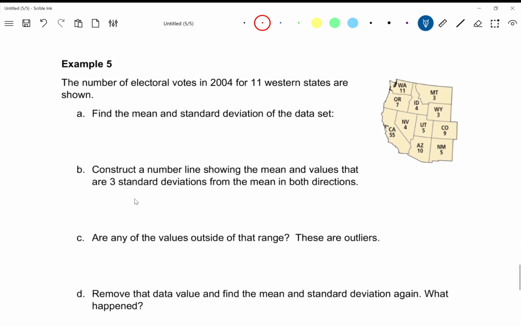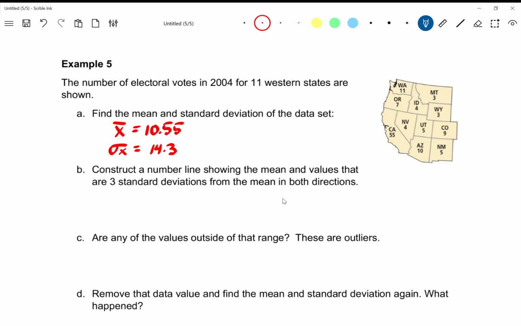So we get down here to the examples. It says the number of electoral votes in 2004 for 11 Western states are shown. So we've got a bunch of numbers on those states over there. Find the mean and standard deviation of the data set. And this is where the calculator starts to come in handy. The mean, x bar, was 10.55, and the standard deviation is 14.3.